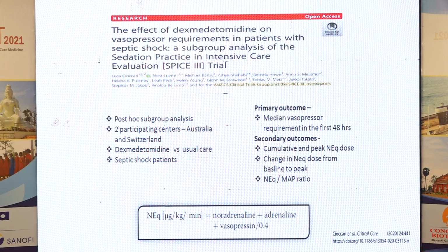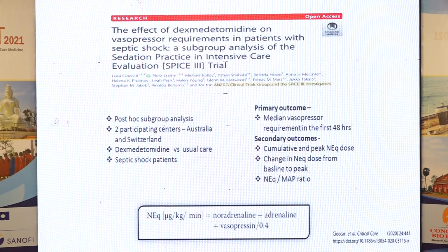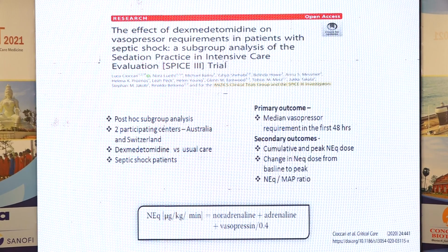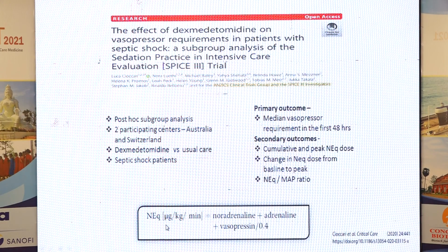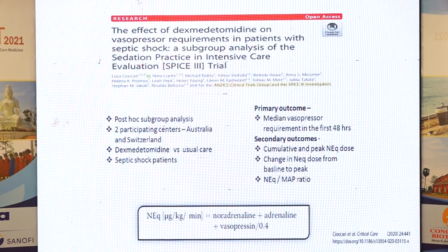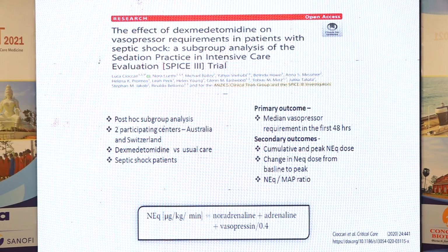And as a measure of whether dexmedetomidine decreased the vasopressor requirements, they calculated the norepinephrine equivalent dose by the MAP ratio. So this was the formula that was used to calculate the norepinephrine equivalent dosage if you had used, apart from noradrenaline, other vasopressors like adrenaline and vasopressin, right?